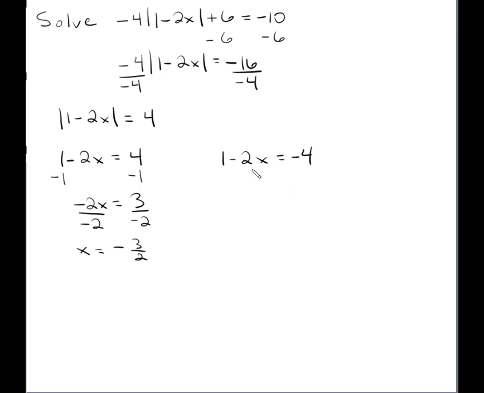Solving the other one, we will do the same thing. Start out by subtracting 1 from both sides. So that gives us minus 2x is equal to minus 5. Then we will again divide both sides by negative 2. And that leaves us with x is equal to, the two negatives will cancel, so we get 5 halves.